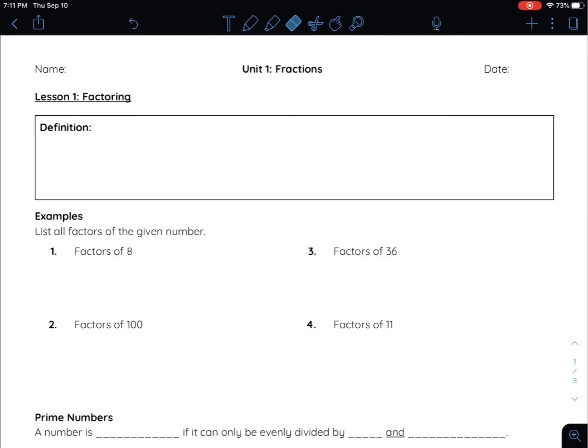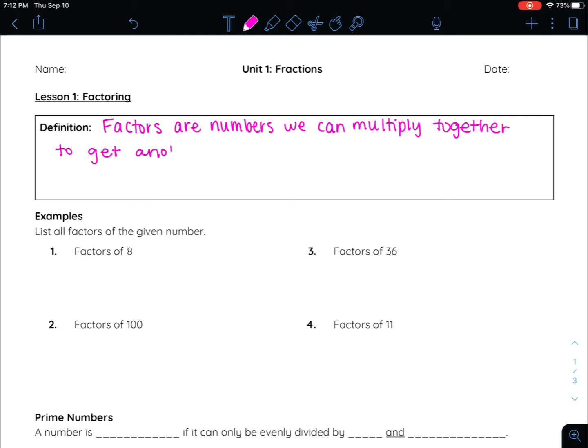We're starting with Unit 1, Fractions, Lesson 1, Factoring. We're going to start with a definition, okay? So, factors are numbers we can multiply together to get another number.